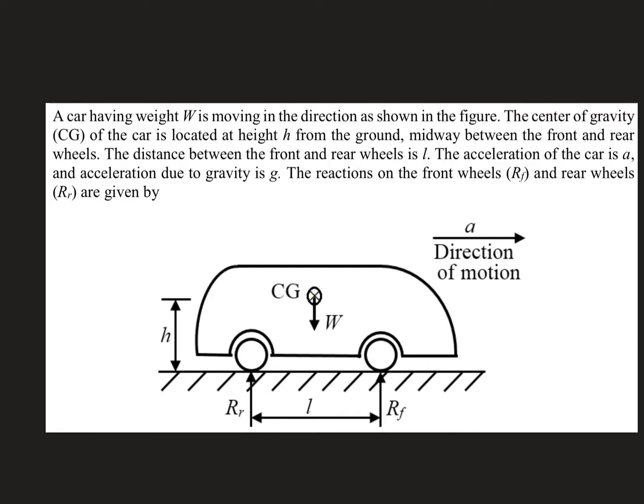Everything is given: the distance is given, the height of the vehicle CG from the ground is given, the distance between the two wheels is given. So now the question boils down to evaluating these two reactions. These two reactions are represented over here as capital R with subscript little r, and here it is represented as RF.